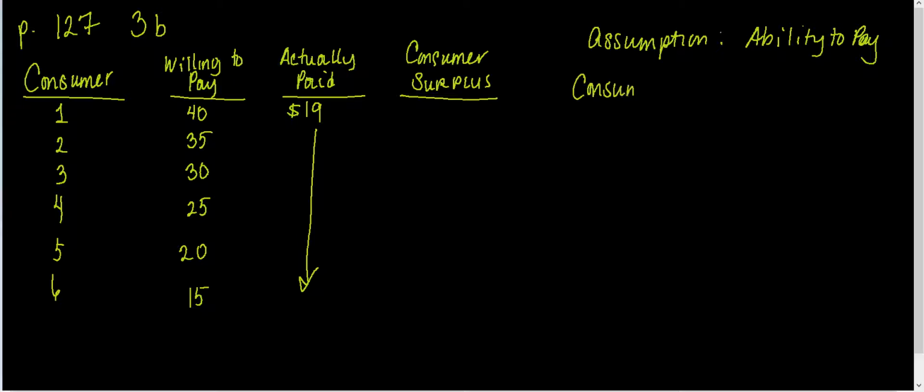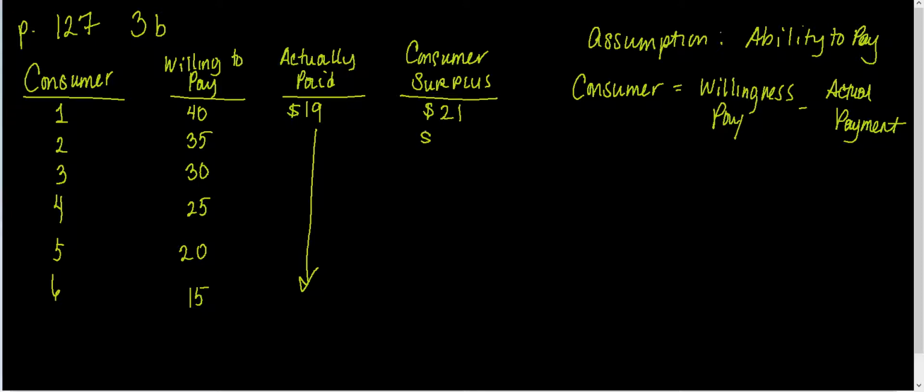So when we calculate, we just come across and say, okay, what is 40 minus 19? 21. What is 35 minus 19? We have 16. What is 30 minus 19? 11. 25 minus 19? 6. 20 minus 19? 1. And then notice that consumer 6 is not going to be purchasing a computer game at all because it costs $19 and they're only willing to pay $15.